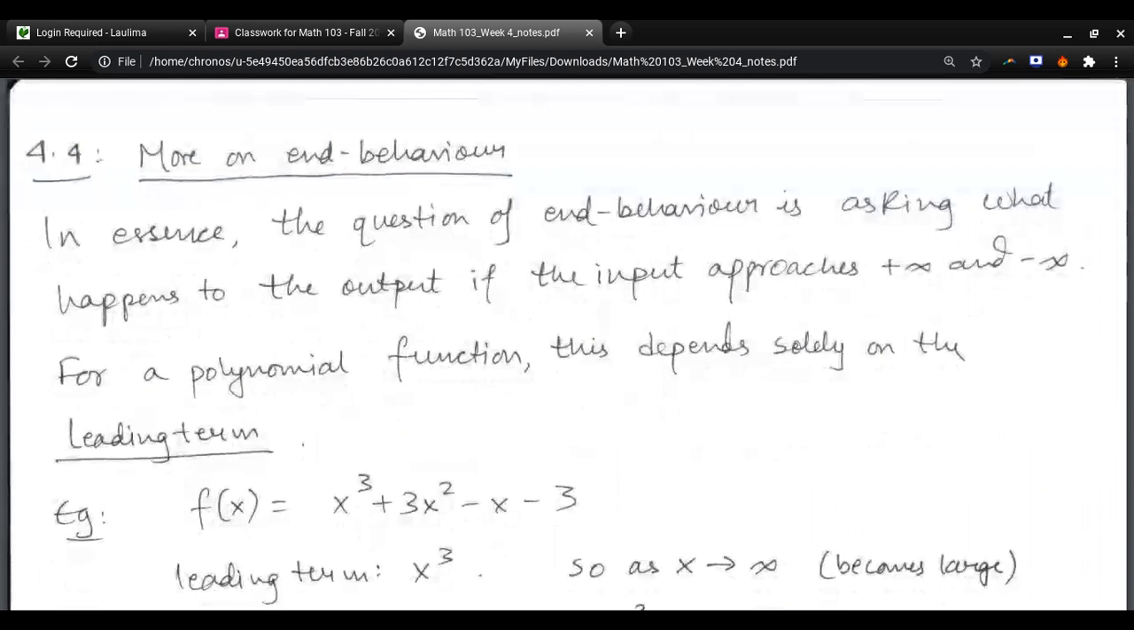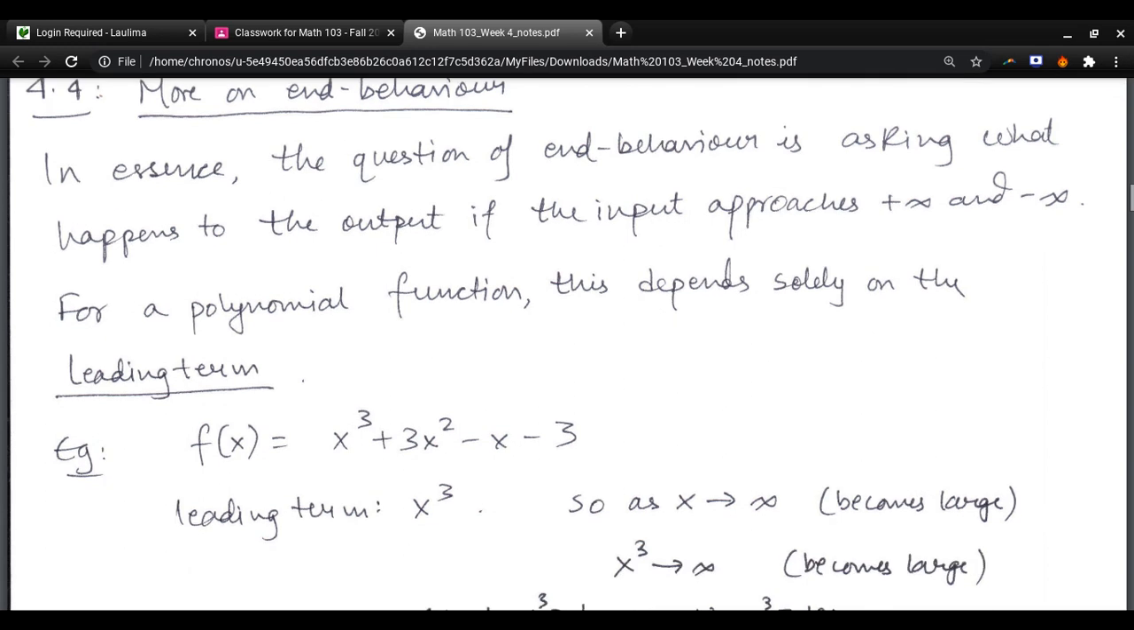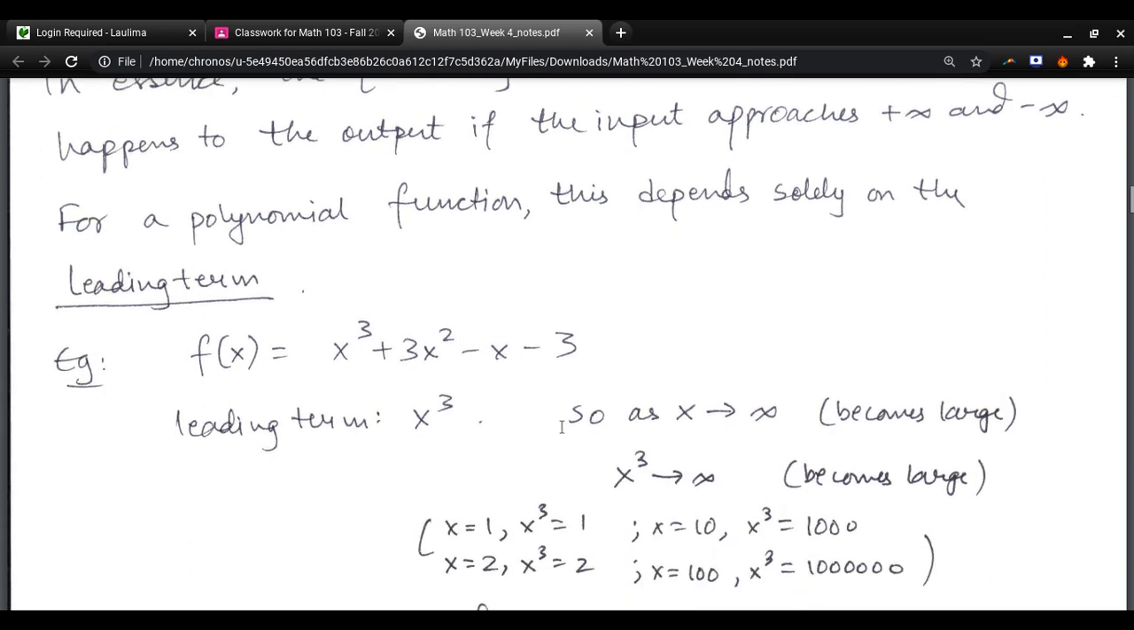In essence, the question of end behavior is asking what happens to the output if the input approaches positive infinity and negative infinity. For a polynomial function, we will see that this depends only on the leading term. We can develop an intuition by looking at some examples. Let's say f of x equals x cubed plus 3x squared minus x minus 3. Leading term is x cubed.